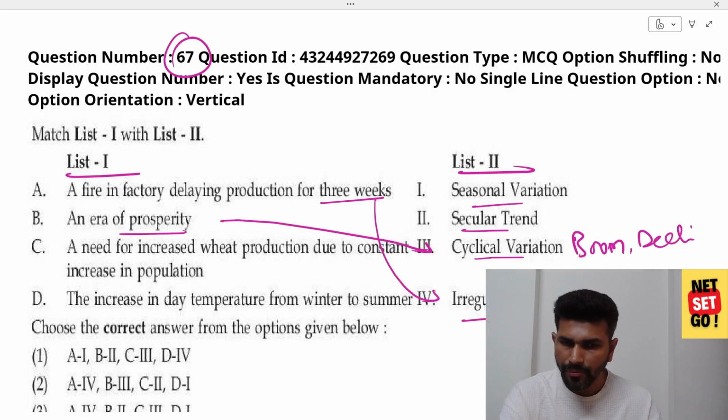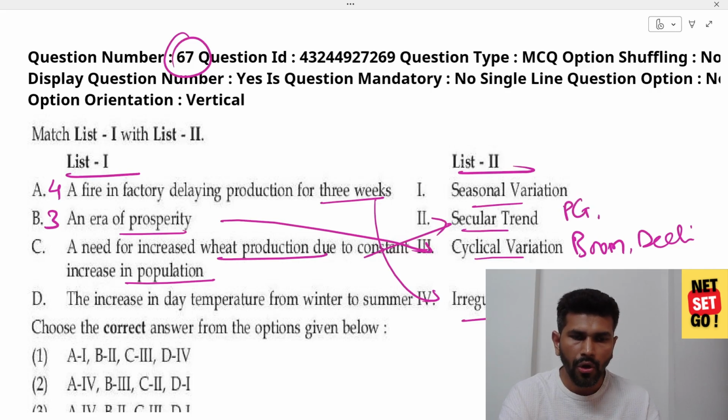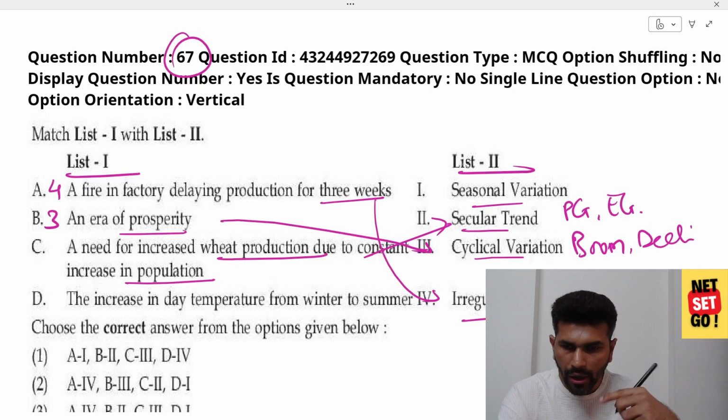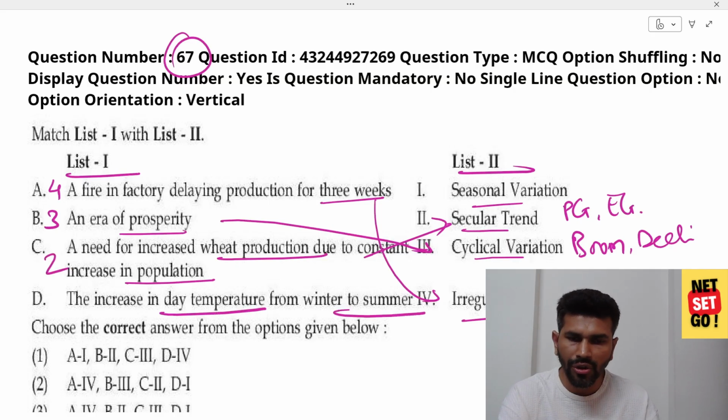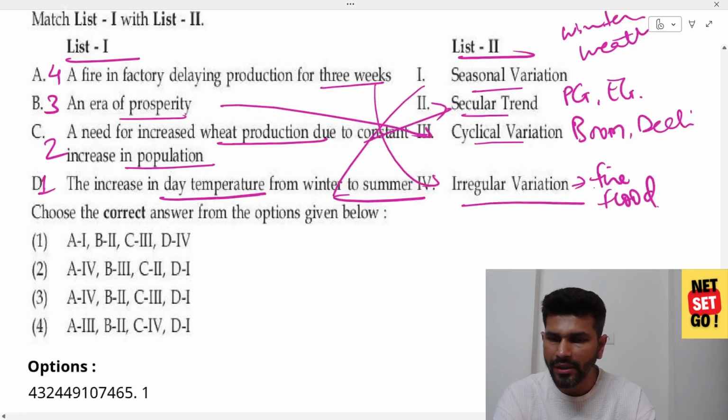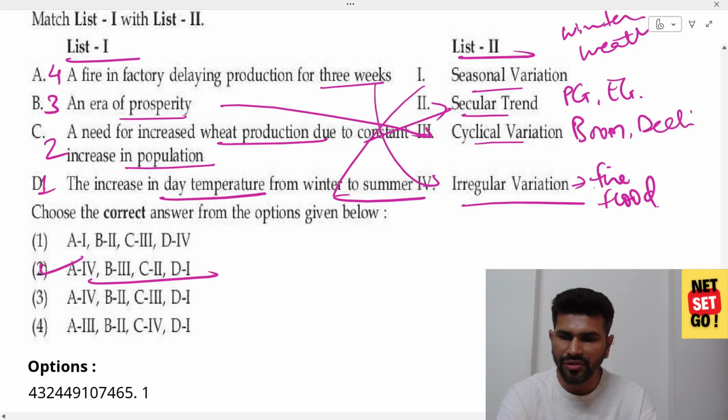recession period, all this. So A4, B3. Need for increased wheat production due to constant increase in population is secular trend. It shows population growth or economic growth, secular trend. 2, the increasing day temperature from winter to summer, seasonal variation, like winter or weather or season. So 4, 3, 2, 1 is the correct sequence. Option 2 is the correct answer.